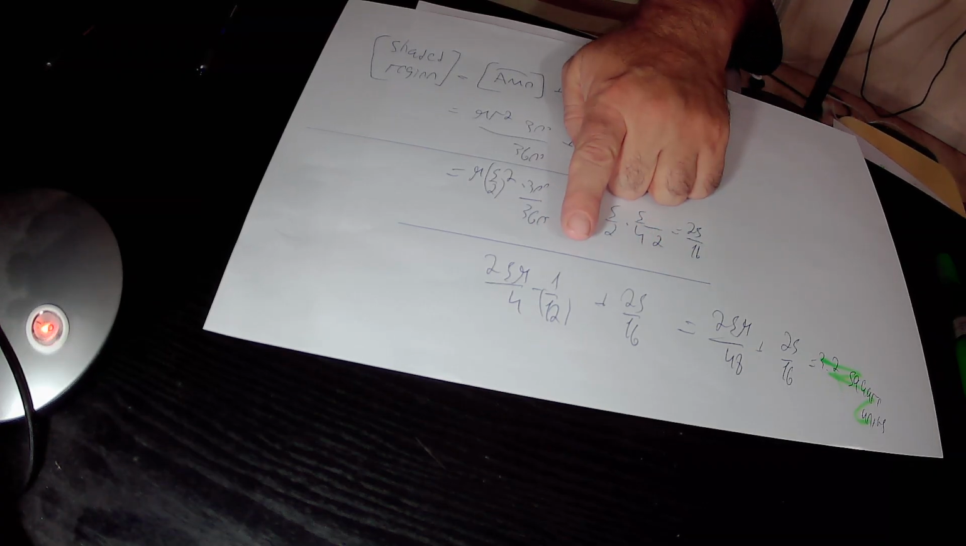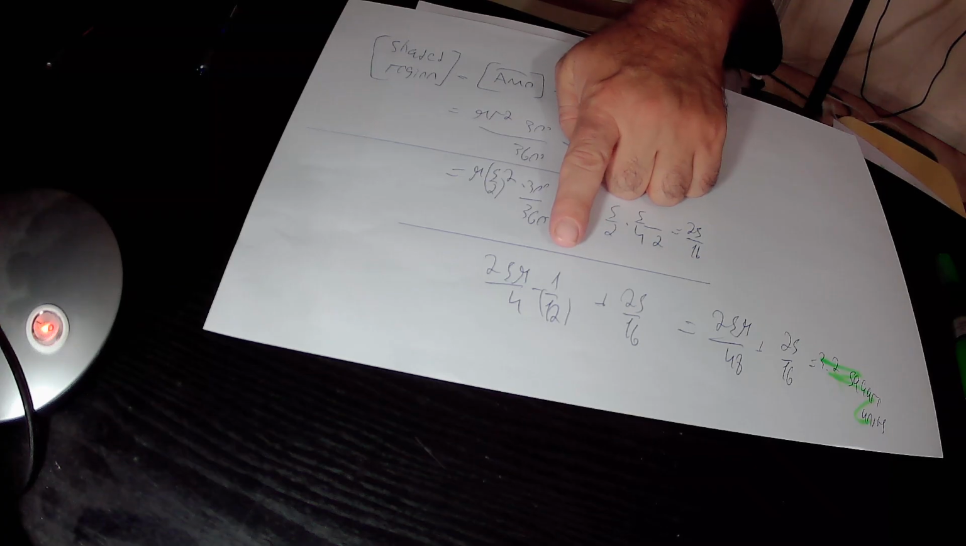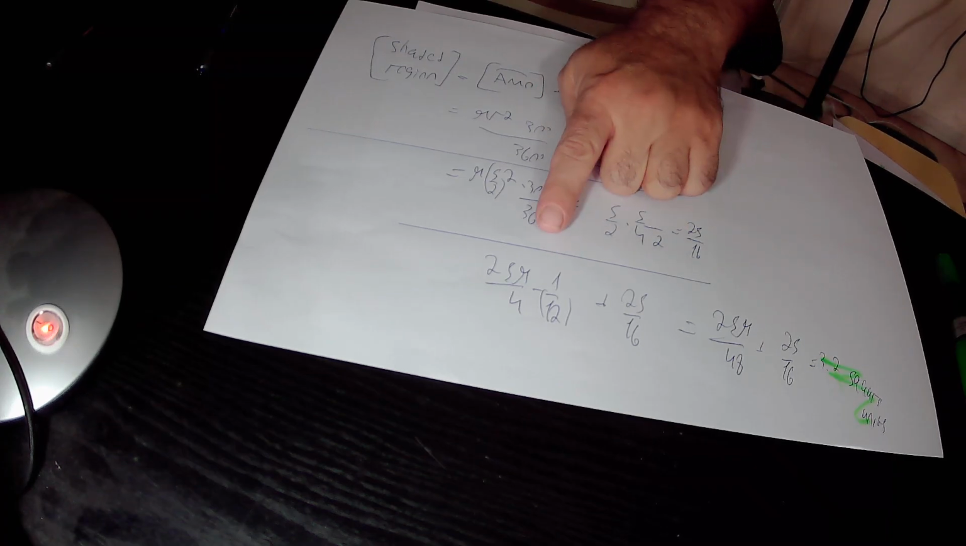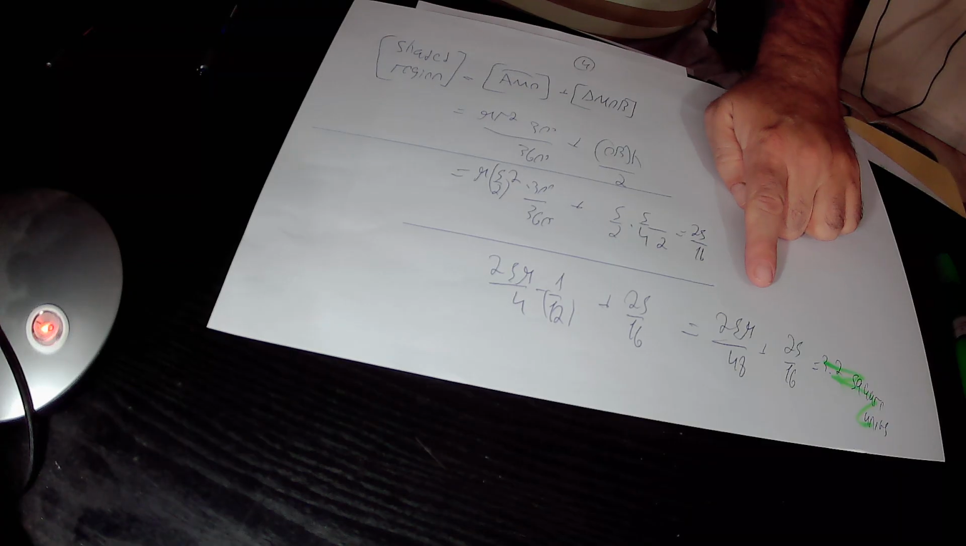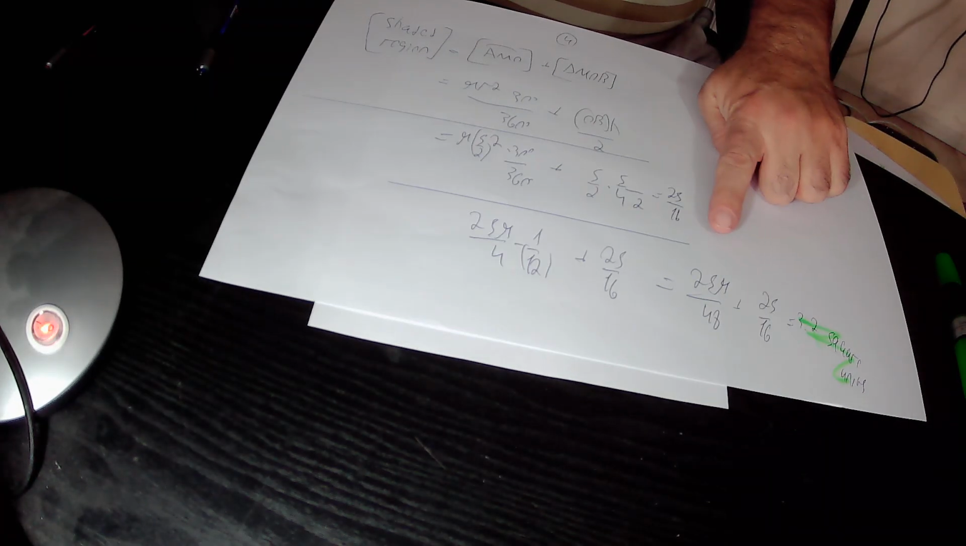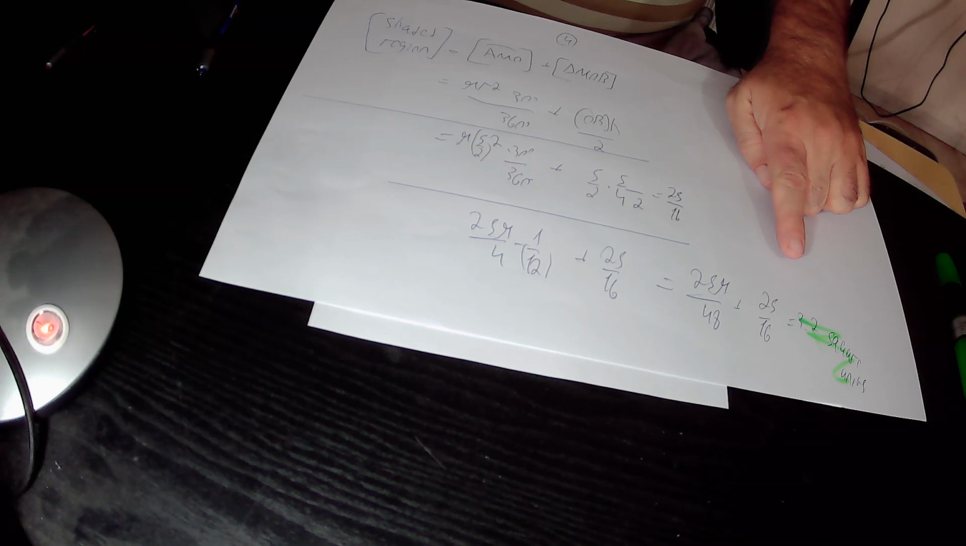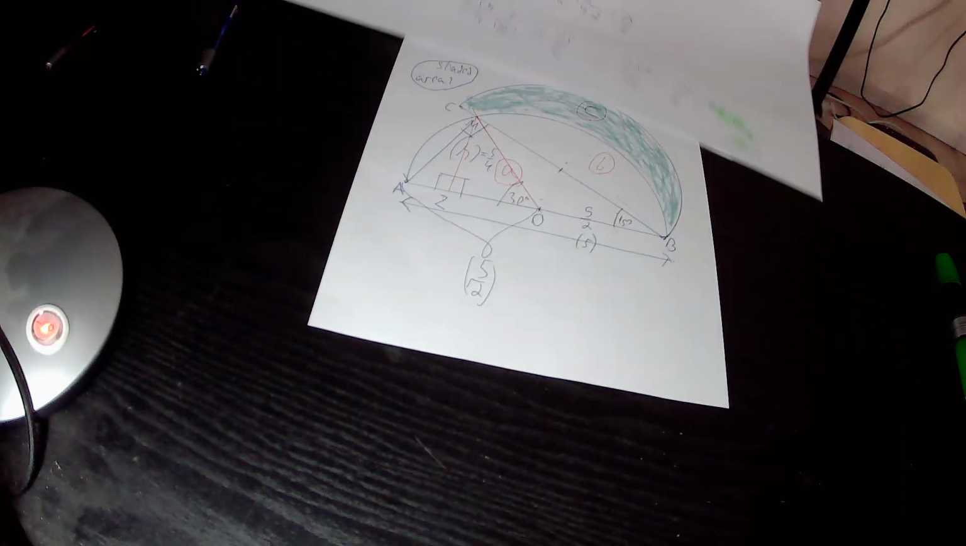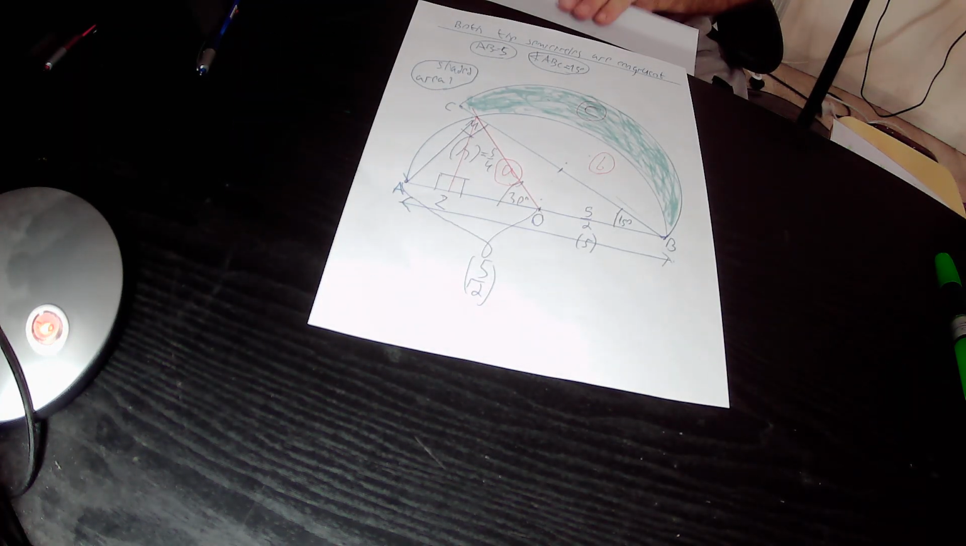4 times 12 is 48, so in the denominator of this expression we have 48. So in total this expression equals 25 pi over 48 plus 25 over 16. The value of this expression, 25 pi over 48 plus 25 over 16, is equal to 3.2 square inches. So we find that the area we are looking for in this question, that is the area of this shaded region, is equal to 3.2 square inches. Okay, thank you very much.